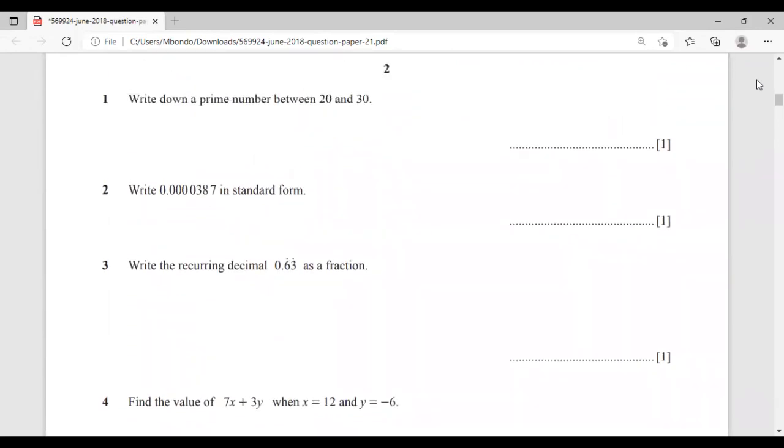Question 1 reads, write down a prime number between 20 and 30. So in between 20 and 30, we have two prime numbers, okay? 23 as well as 29. So they are two, okay? 23 and 29.